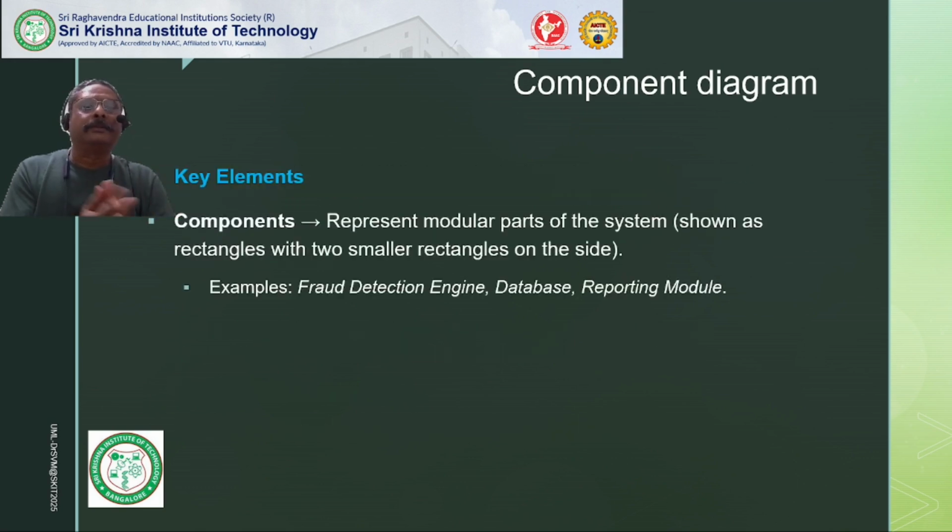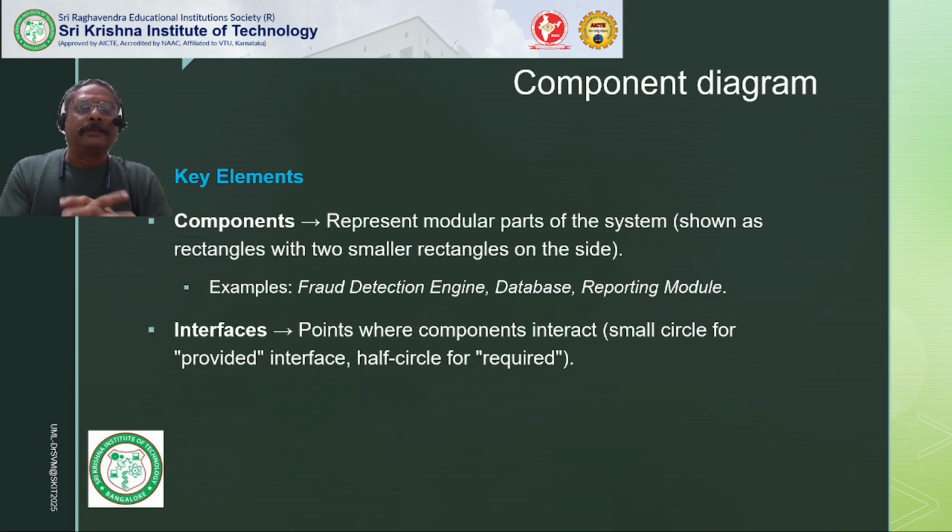The key elements in the component diagram are the components, which represent the modular parts of the system, shown as rectangles with two smaller rectangles on the side. A component can be a fraud detection engine, database, reporting module, and so on. Then there are interfaces, the points where components interact: a small circle for the provided interface and a half circle for the required interface.